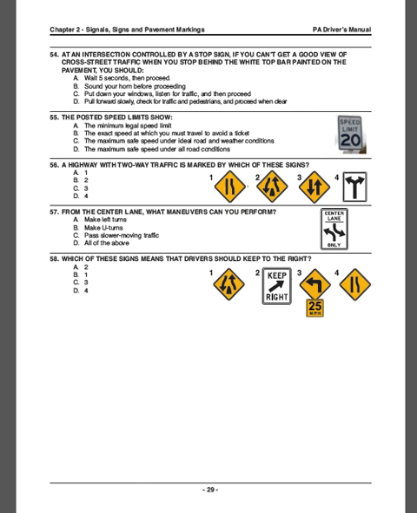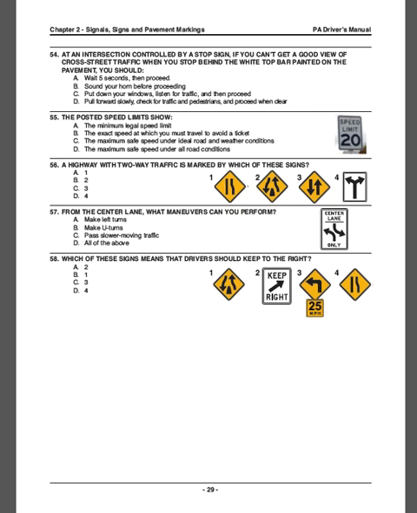55. The posted speed limits show A, the minimum legal speed limit. B, the exact speed at which you must travel to avoid a ticket. C, the maximum safe speed under ideal road and weather conditions. D, the maximum safe speed under all road conditions. The answer is letter C. Posted speed limits are the maximum speed you should travel when road and weather conditions are ideal.